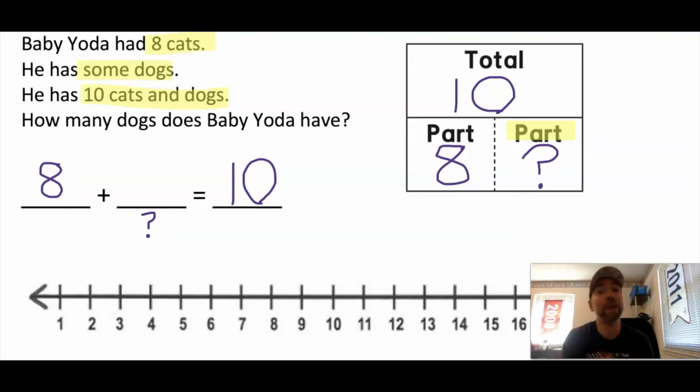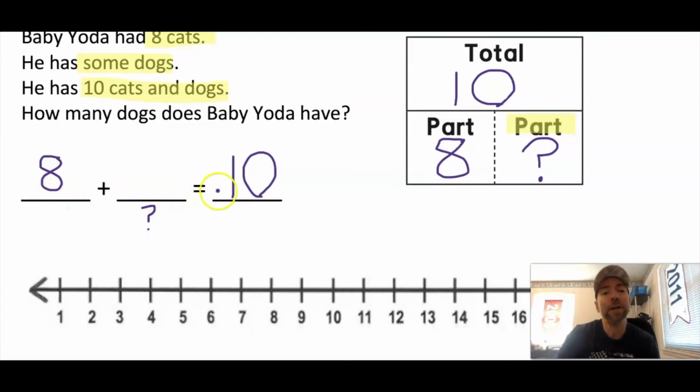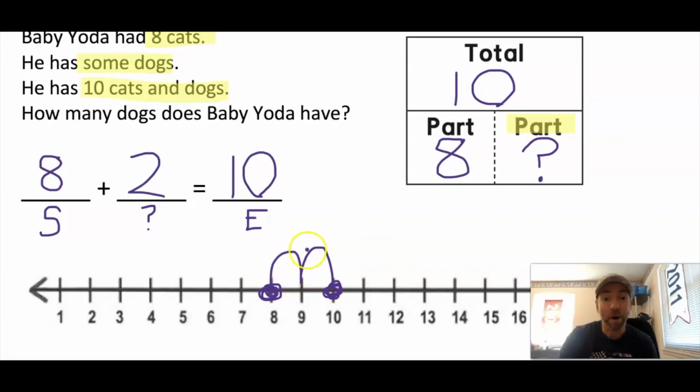I can also use my number line, but this gets a little tricky. Remember when we looked at our number line, we had a start and we had an end. Well, the 8 is my start and the 10 is the end. How many hops do I have to make to connect my dots? 1 hop, 2 hops. So 8 plus 2 more will give me 10.